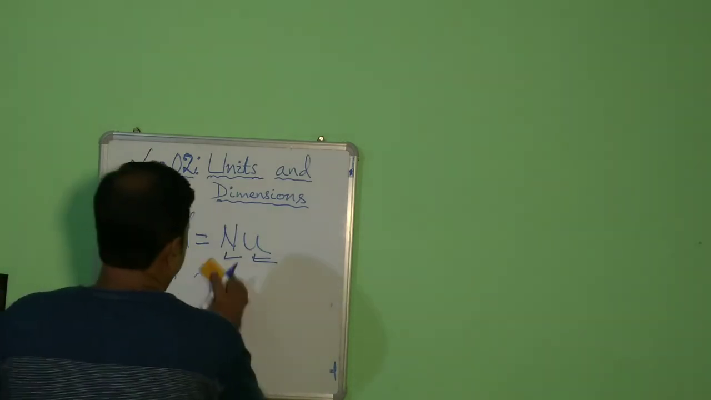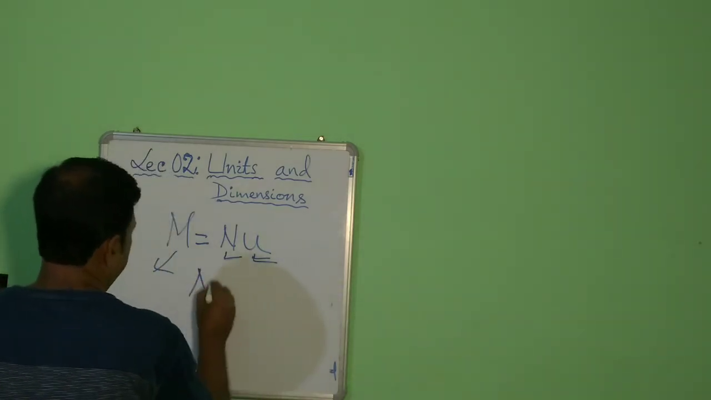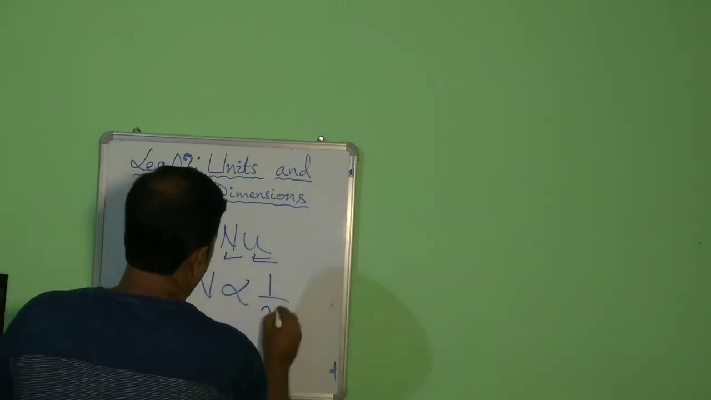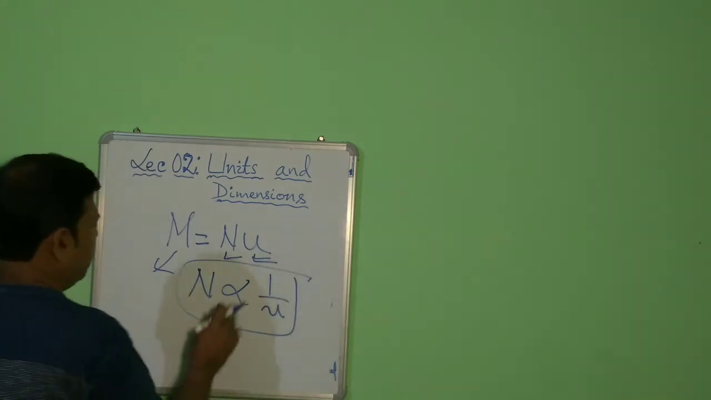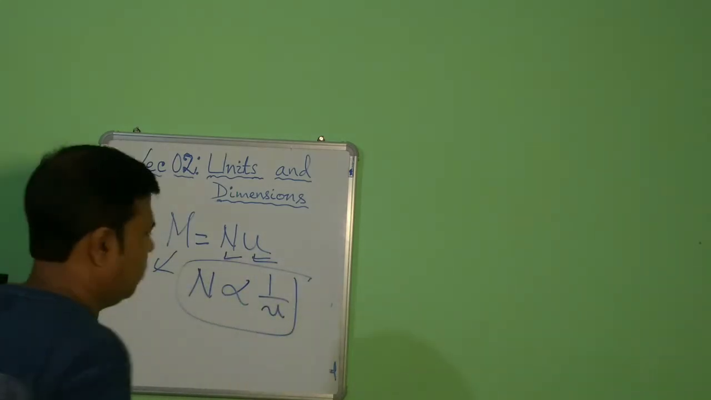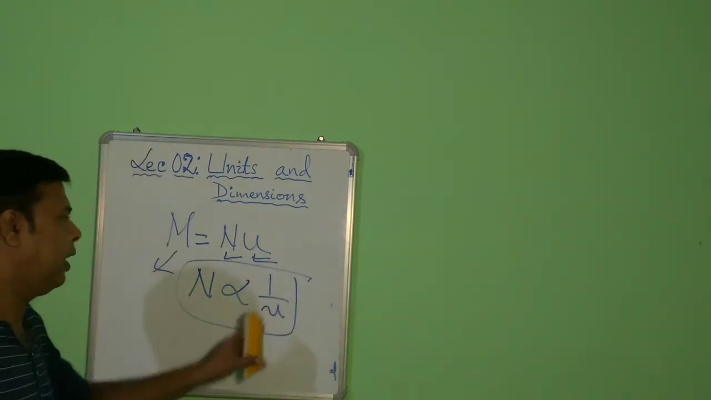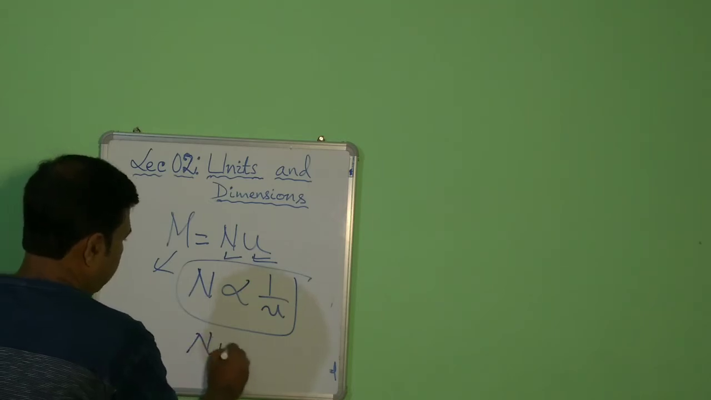So we can say that finally, the numeric part is inversely proportional to the standard unit u, or directly proportional to 1 by u, so that the product n u becomes a constant.